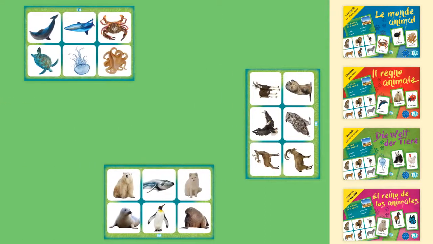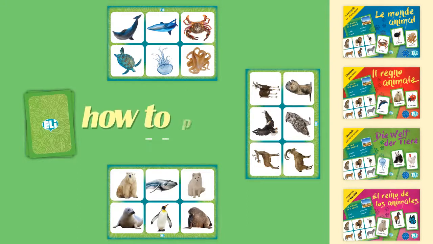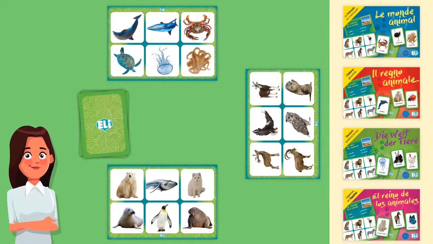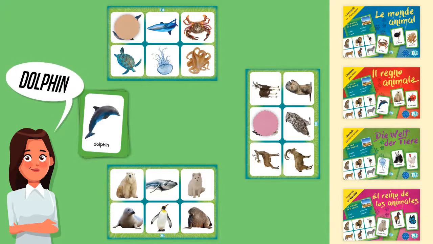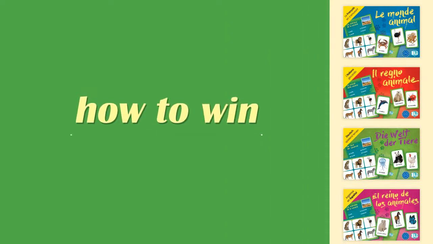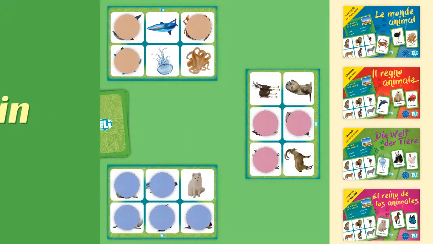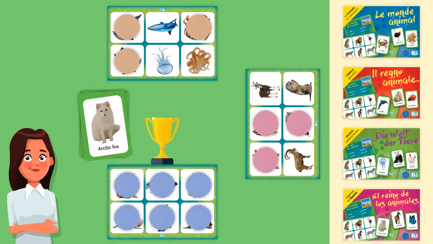Each player is given 1 or more bingo grids. The cards are shuffled. Let's see how the basic game works. The teacher or leader takes 1 card at a time and says the name of the animal. If the animal appears on the player's grid, the player covers the corresponding square. The winner is the first player to cover all the photos on his or her grid.